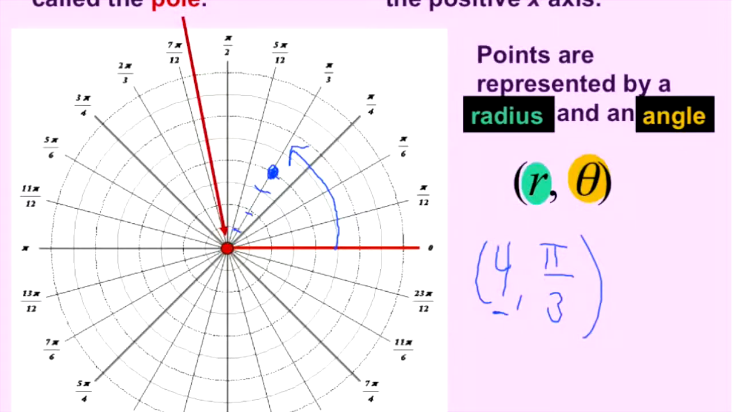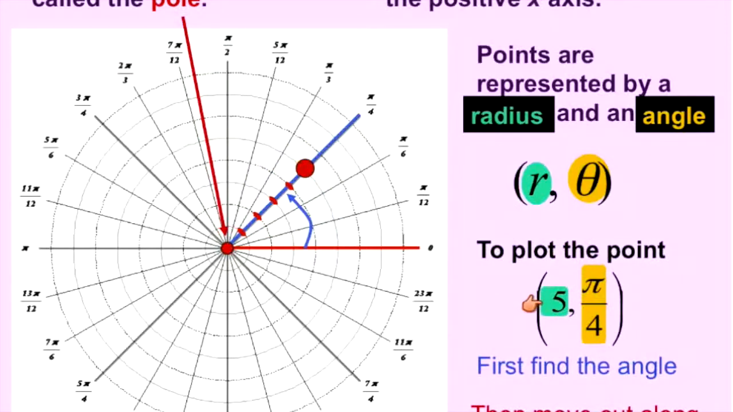Does that make sense how I found that on the graph? Can I get a smiley face or a check mark? So we're going to do the angle first, and then the radius second. And again, the radius is just going to be how far out we go from the pole. So far so good, not too difficult.